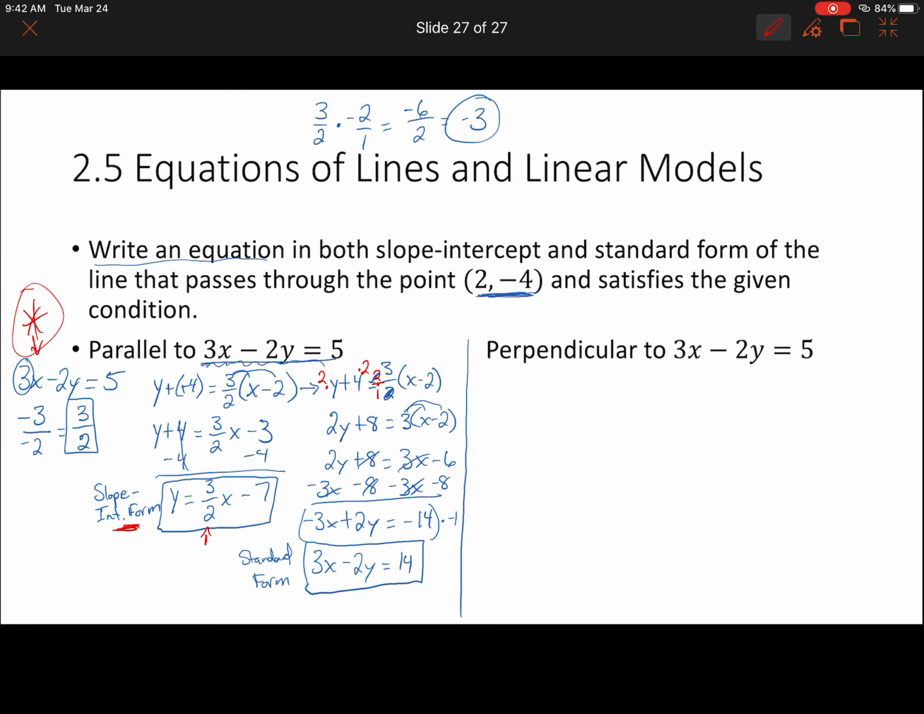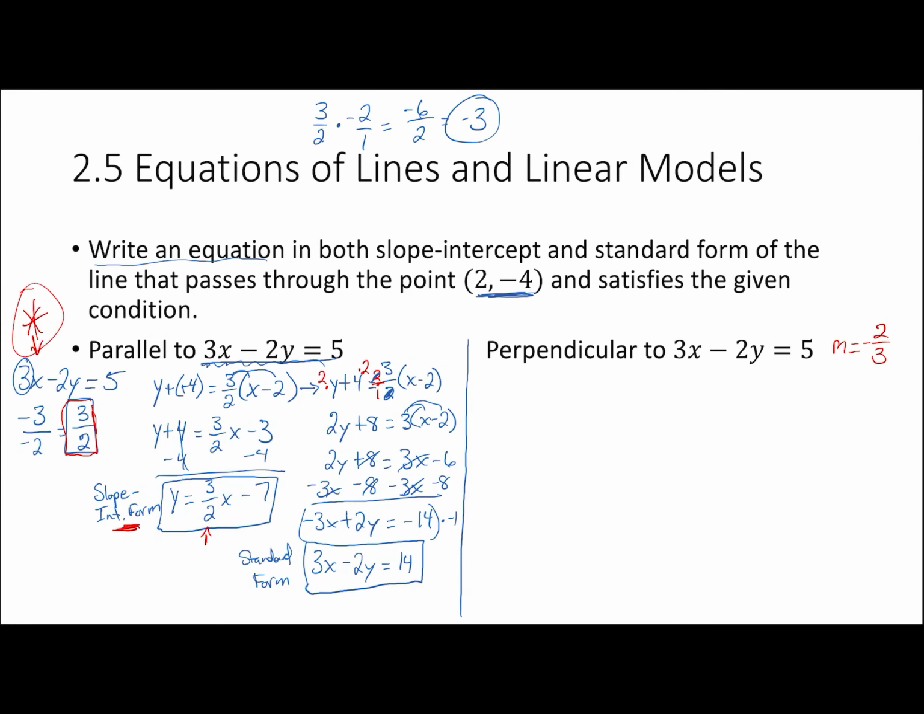Now, in the second part of this, because we're going to do the same thing but with the perpendicular line, the slope we're going to use, because we already found it in the previous part, is the opposite reciprocal slope. So taking this 3 over 2, changing its sign and flipping it, it becomes negative 2 over 3. And so that is the slope we're going to use when we write our equation. And again, we're going to do standard form and we're going to do slope-intercept form.